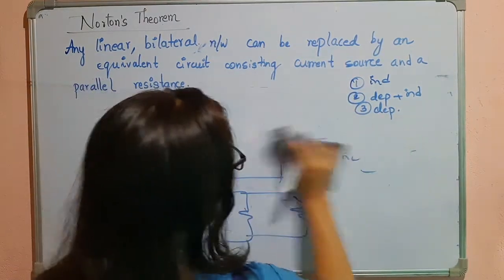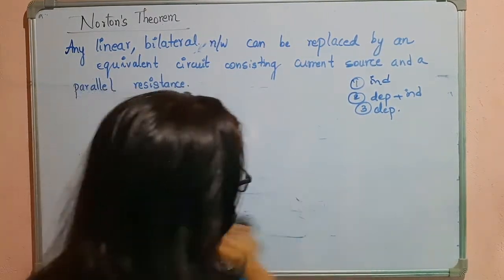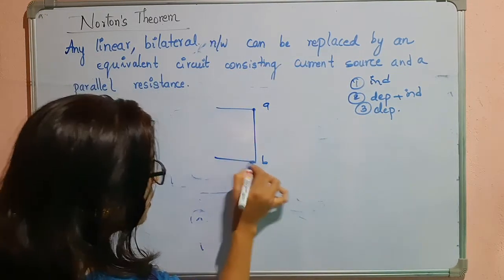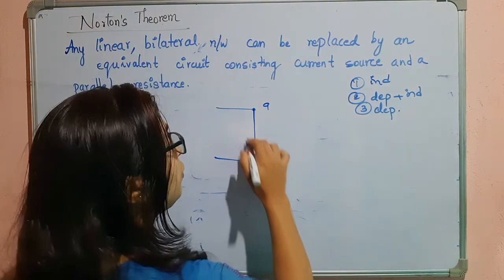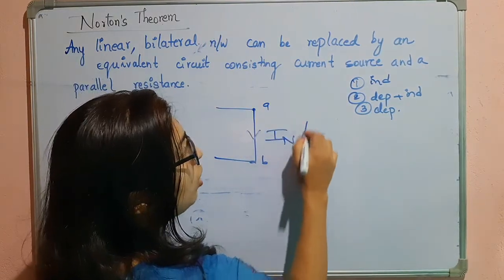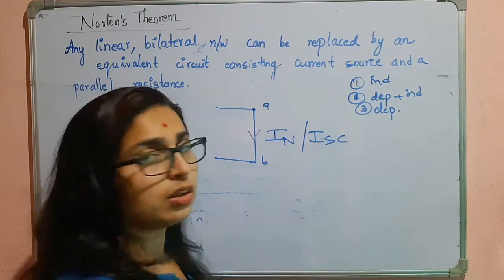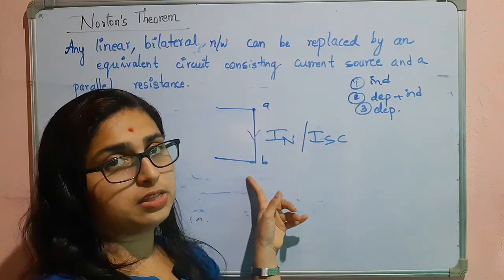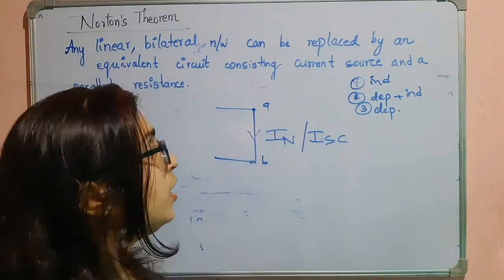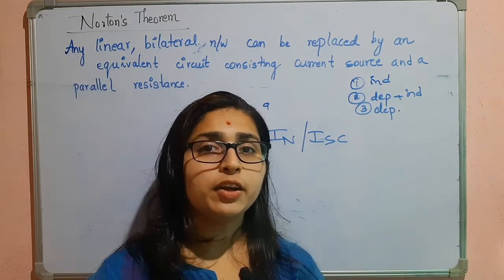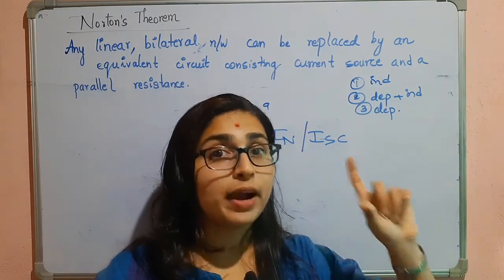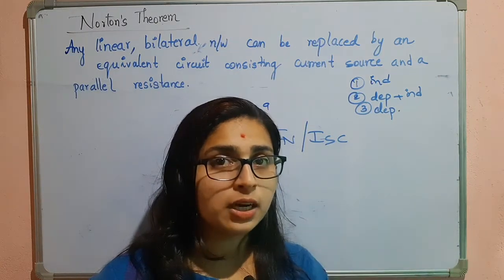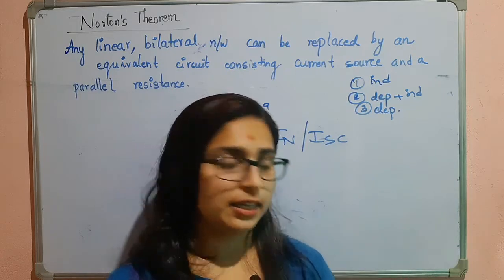To find out the Norton current, see, if you have the terminals A and B, you have to short the terminals and find this current. This is nothing but the Norton's current or the short circuit current. So just short the terminals to find the Norton's current. In case of Thevenin's voltage, we were opening the terminals and finding the open circuit voltage. But in case of Norton's theorem, we have to short the terminals and find the short circuited current.